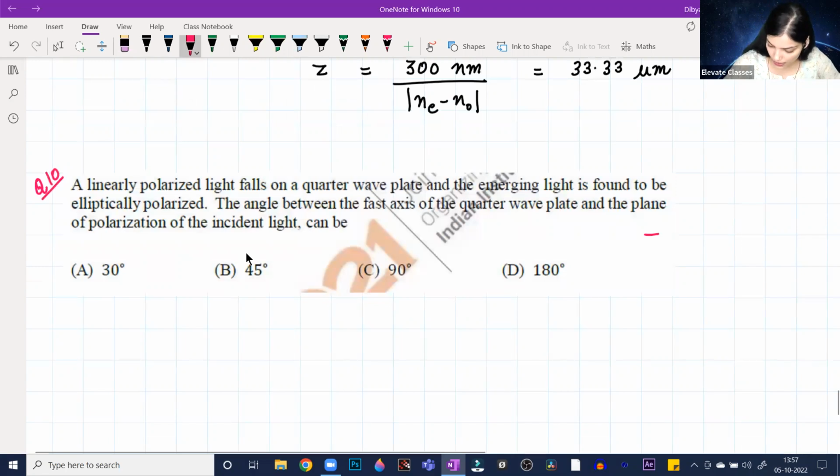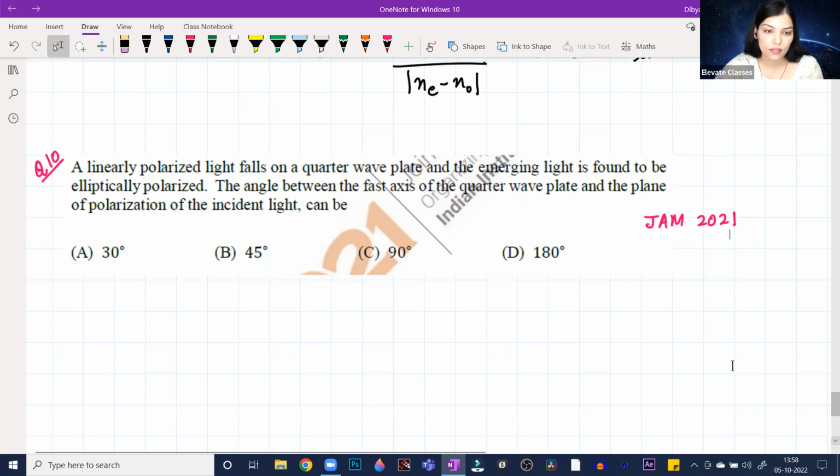So this is JAM 2021. So a linearly polarized light falls on a quarter wave plate and the emerging light is found to be elliptically polarized. Okay, एक P state quarter wave plate पे fall हो रहा है and emerging light is elliptically polarized. So angle between the fast axis of the quarter wave plate and the plane of polarization of the incident light can be.